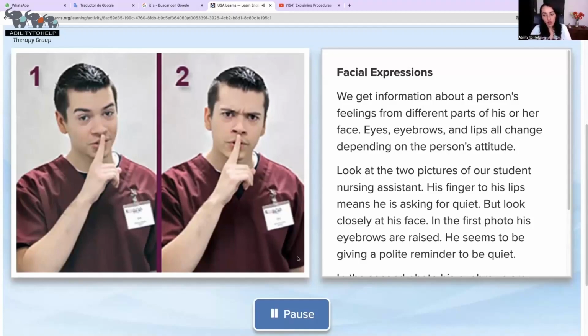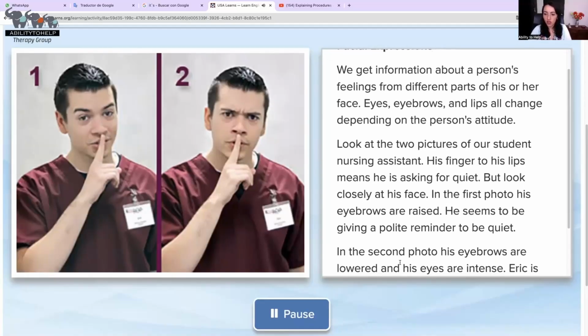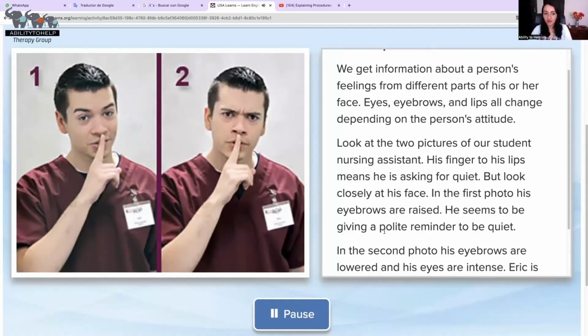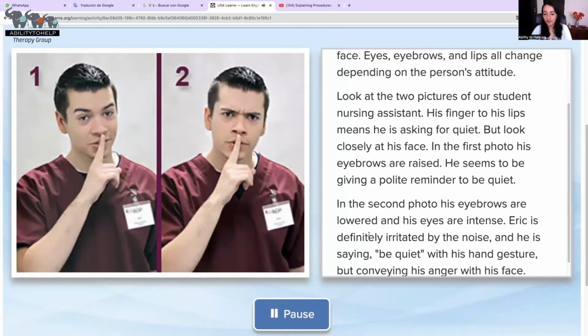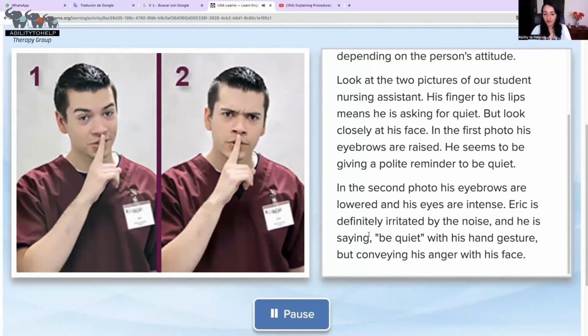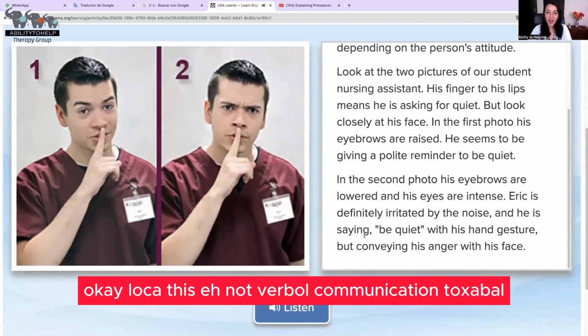Look at the two pictures of our student nursing assistant. His finger to his lips means he is asking for quiet, but look closely at his face. In the first photo, his eyebrows are raised. He seems to be giving a polite reminder to be quiet. In the second photo, his eyebrows are lowered and his eyes are intense. Eric is definitely irritated by the noise, and he is saying, be quiet, with his hand gesture, but conveying his anger with his face.